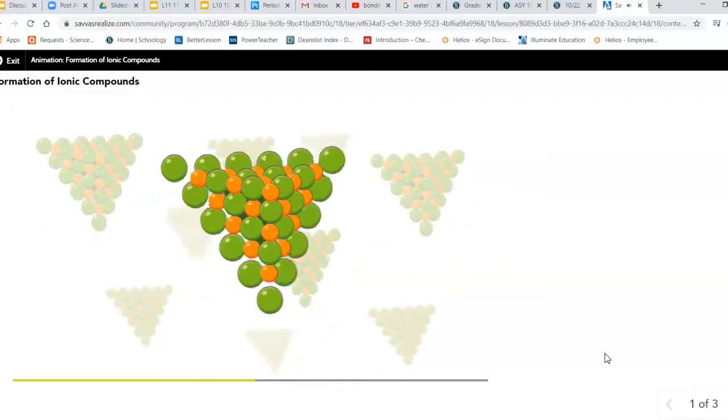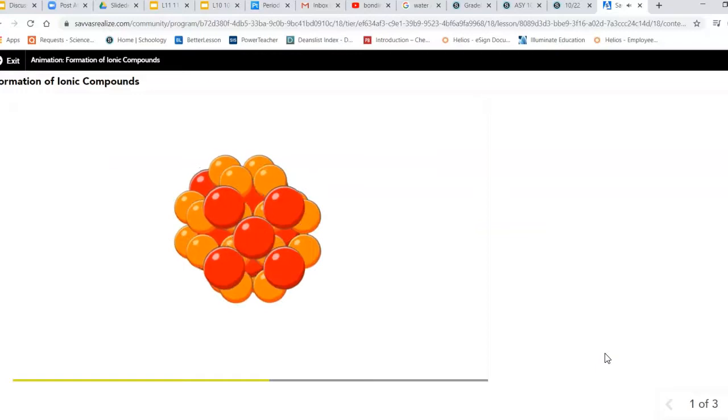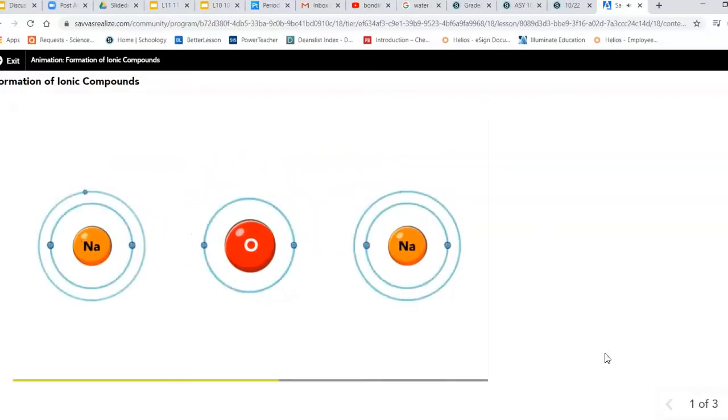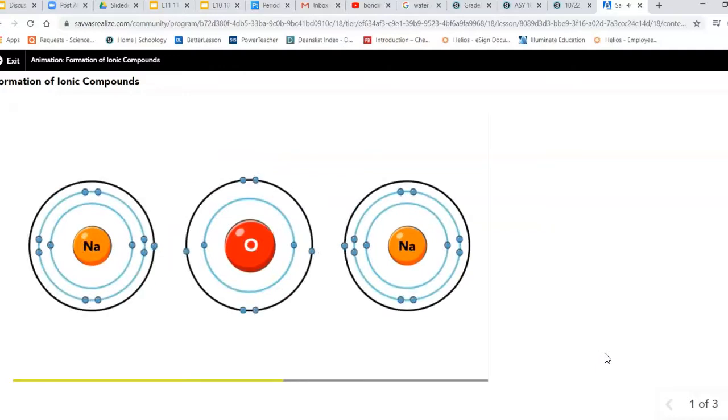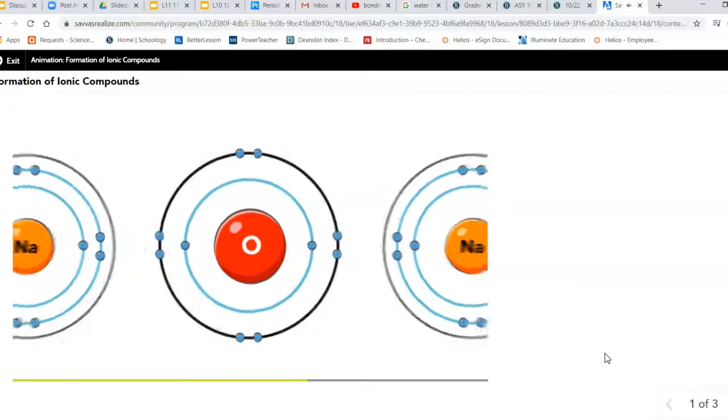Not all compounds have a 1-to-1 ratio of ions. For example, to form sodium oxide, the numbers of electrons to be lost and gained to achieve filled valence shells are not equal. Each sodium atom will lose one valence shell electron, but one oxygen atom can accept 2 more electrons in its valence shell.